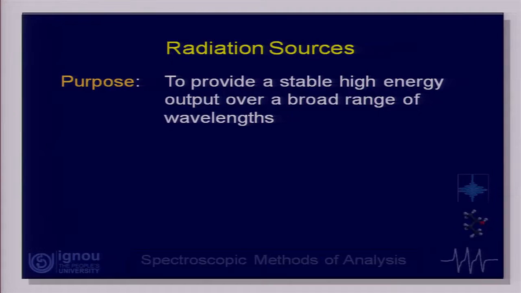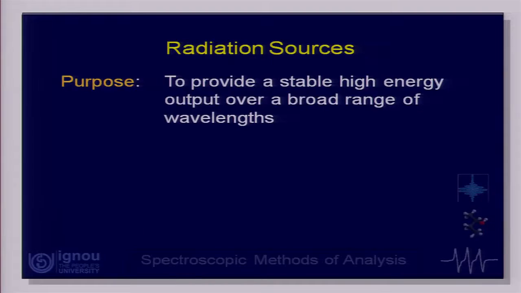If there is a kind of fluctuation there, that will hamper my results. So, it has to have a stable state, and also it has to have high energy output. That means the intensity of radiation coming out from the source should be of high intensity, so that I get a good spectrum from there.